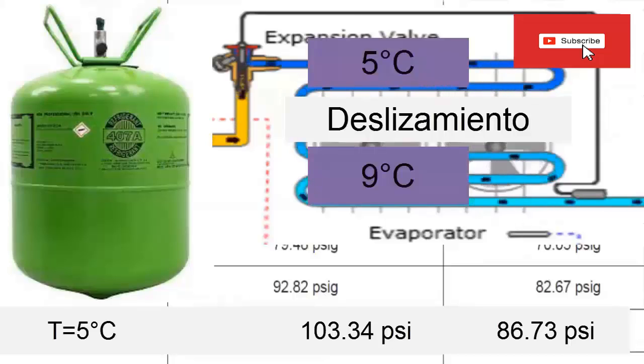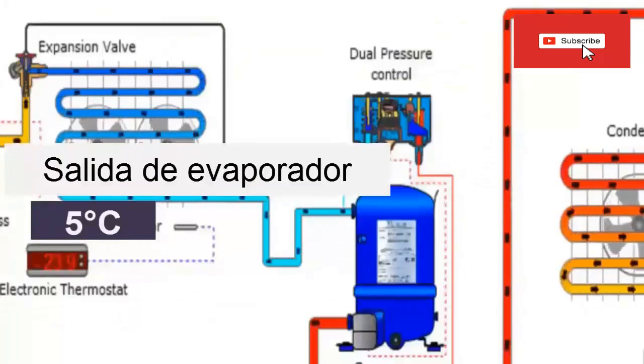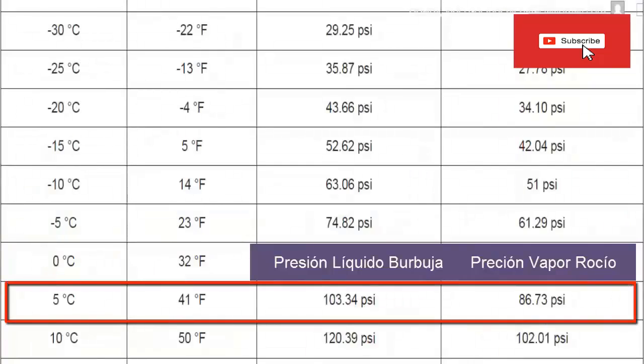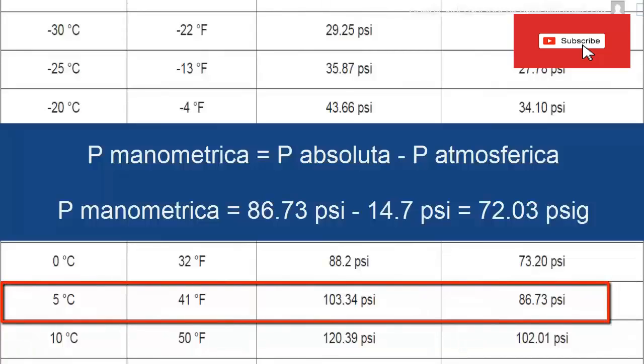Now let's consider the next possibility. If we want 5 degrees C to occur not at the inlet of the evaporator, but rather at the outlet, that is, when there is pure refrigerant in the form of vapor, then we must work with vapor or dew pressure, in this case with a value of 86.73 psi. As the pressure in the table is given in absolute values, you must subtract the atmospheric pressure of your location from these values. In this way, the low pressure that your manometer should mark is accurately obtained. 14.7 psi can be taken as general atmospheric pressure for quick calculations. Thus, 14.7 psi must be subtracted from 86.73 psi to obtain a manometer pressure value of 72.3 psi G.